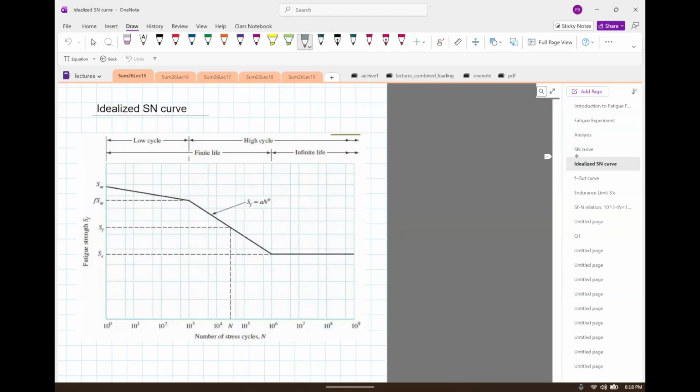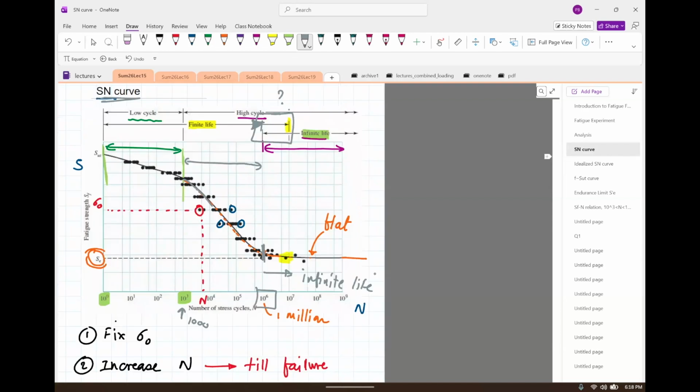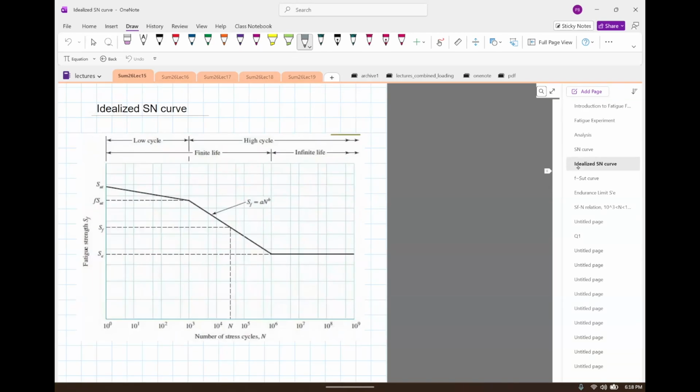So here we have taken this curve, which looks non-linear, which comes from experimental data, and modeled it into three regions. First region, low cycles, next region, high cycles. But within high cycles, we have this part where it is finite life and high cycles, and infinite life, high cycles. So low cycles, finite life. Low cycles always finite life. High cycles can be finite life or infinite life. Okay, so we have these three regions. And the key thing is being able to model this region.